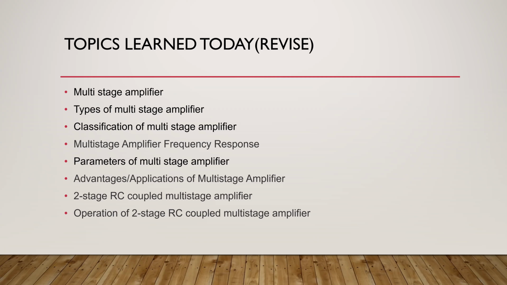Then we have seen the two-stage RC coupled amplifier in detail, both the circuit diagram as well as the operation. The circuit diagram consists of a self-biased circuit repeating itself. In that, we have explained each and every element. What is the purpose of RE? What is the purpose of R1, R2? They provide the biasing conditions as well as stability. And we have seen the purpose of CC. It acts as a coupling capacitor. It connects the output of the first stage as input to the second stage, and it allows only the AC component of the first stage and blocks the DC component from one stage to the other stage.